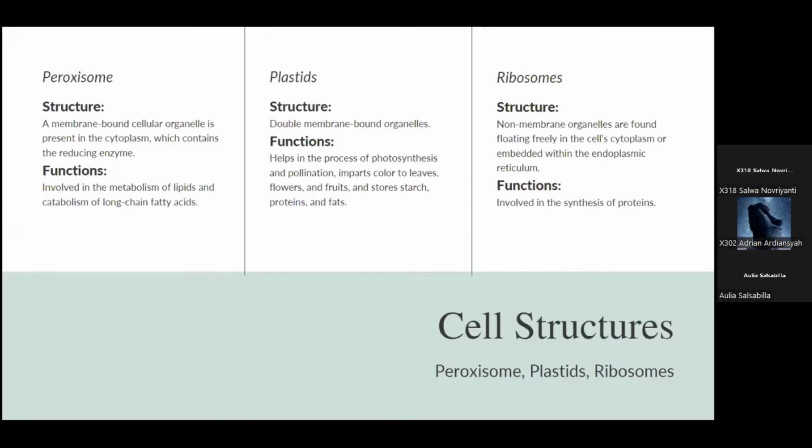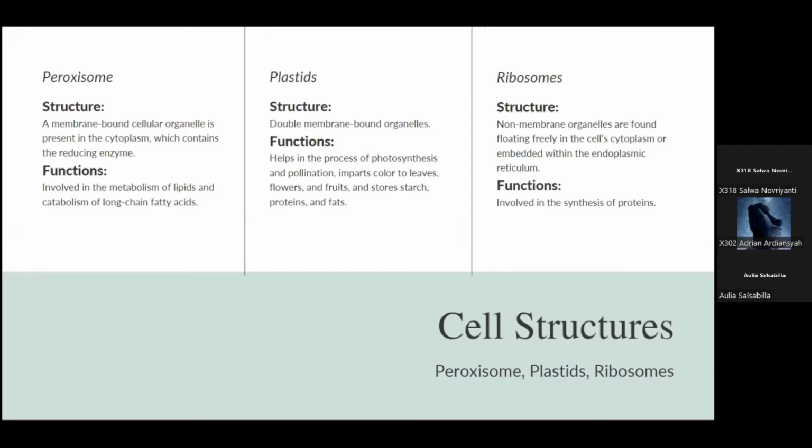Next, we have peroxisomes. A membrane-bound cellular organelle present within the cytoplasm, which contains reducing enzymes. Its function is to be involved in the metabolism of lipids and catabolism of long-chain fatty acids.